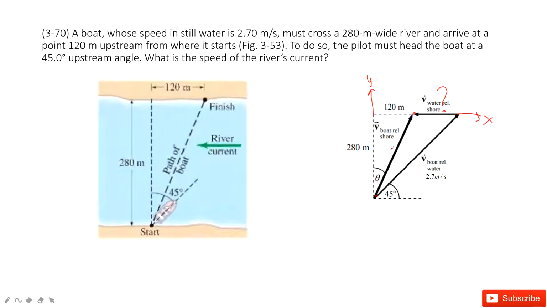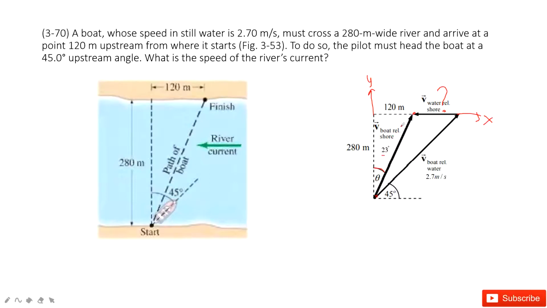At the very beginning, the easiest way is to first find the angle theta in this triangle. Because they tell us this side is 120 meters and this side is 280 meters, this angle theta is arctangent of 120 divided by 280. After our calculation, it is 23 degrees. Now, if we know this is 23 degrees, can we do that?